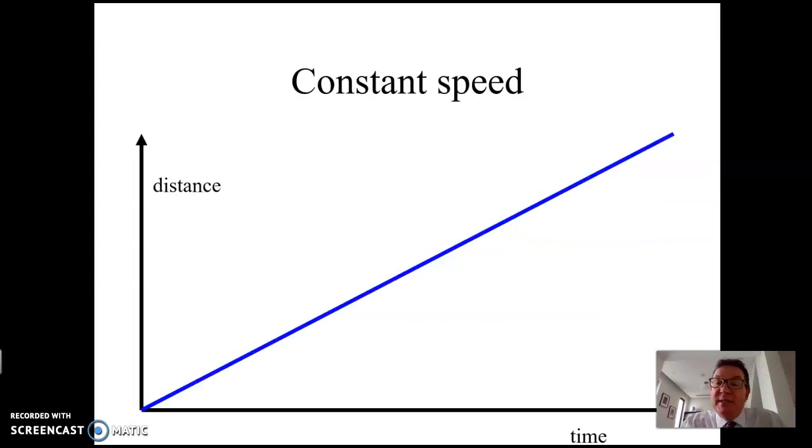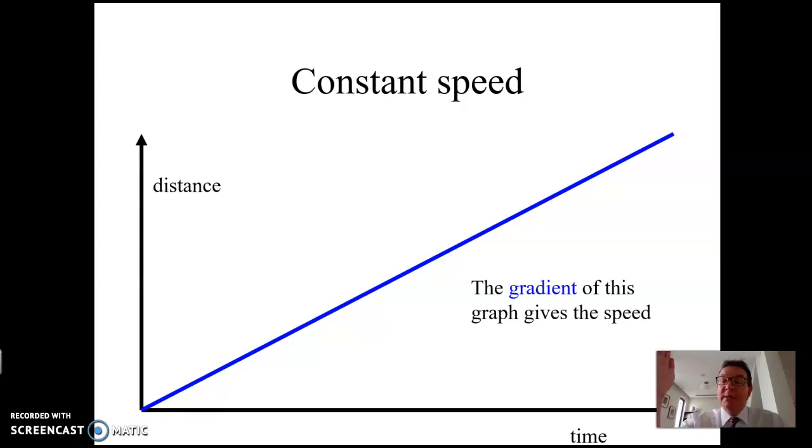Okay, we then looked at distance time graphs. So be careful here. We looked at distance time graphs, and we looked at speed time graphs. Similar, but not the same thing. For something traveling at constant speed, so every second it moves the same distance, we have a straight line. And the gradient of that line, the rise divided by the run, gives us the speed.